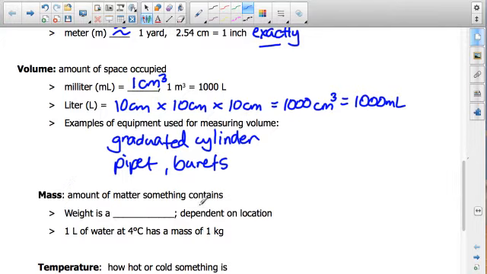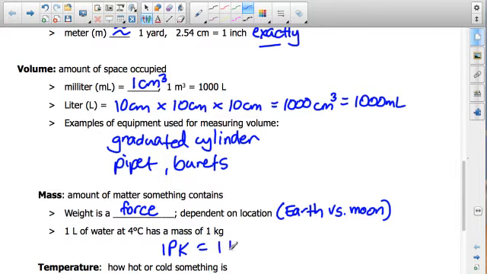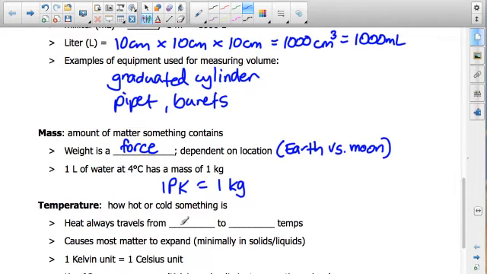Mass is the amount of matter something contains. So we mass things in class. Weight is a force, and it depends on the location. Your weight's different on Earth versus the moon. 1 liter of water at 4 degrees Celsius has a mass of 1 kilogram. The kilogram is the standard, and the IPK I talked about in class the other day is somewhere over in Europe. That actually defines what the kilogram is. It's losing mass, so the kilogram's slowly getting smaller.